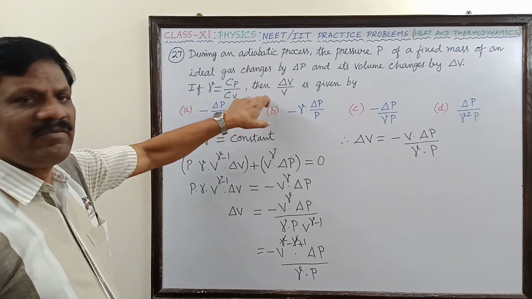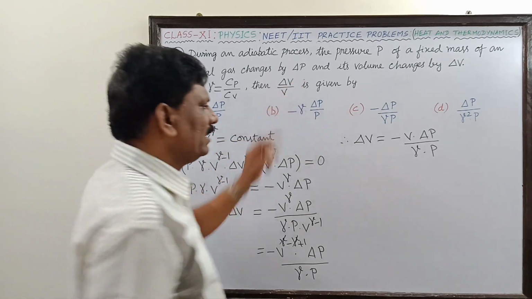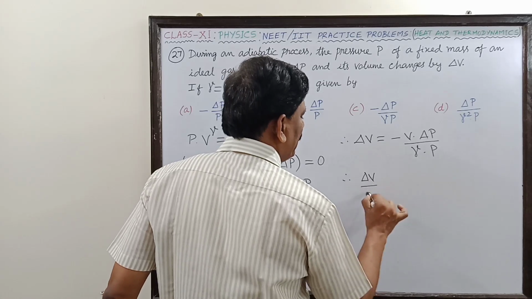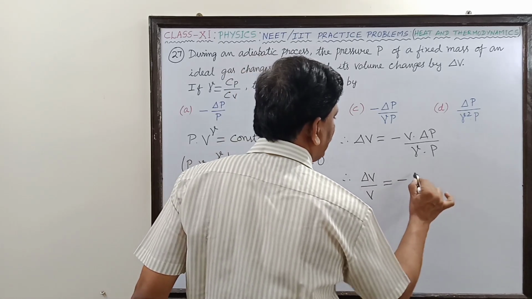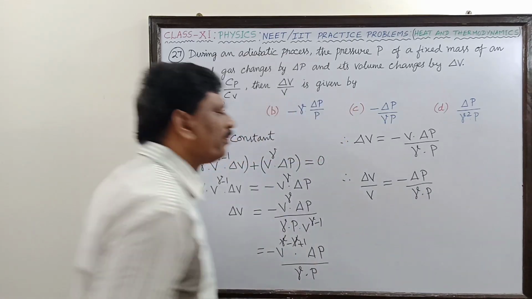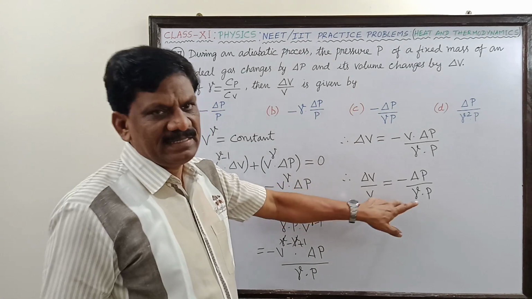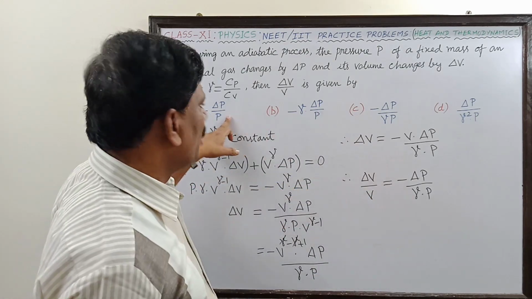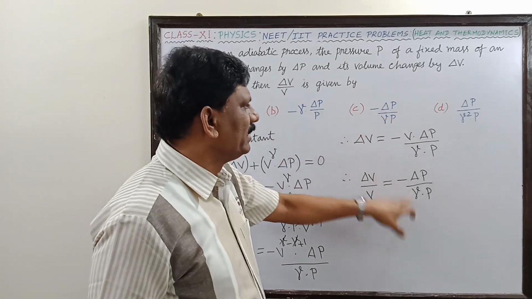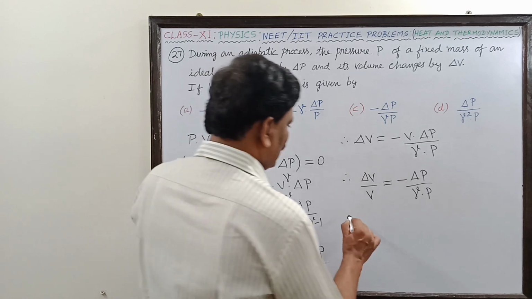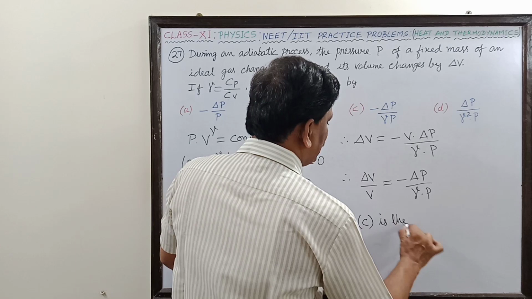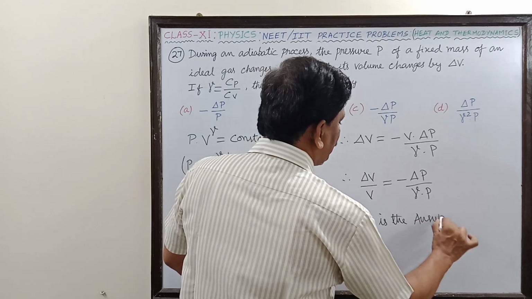Now what is required for us is the ratio delta V by V. So this V is brought to the left hand side. Therefore, delta V divided by V is equal to minus of delta P divided by gamma times P. So this is the required answer for us. Which is the option? Option C is minus delta P divided by gamma times P. So option C is the correct answer.